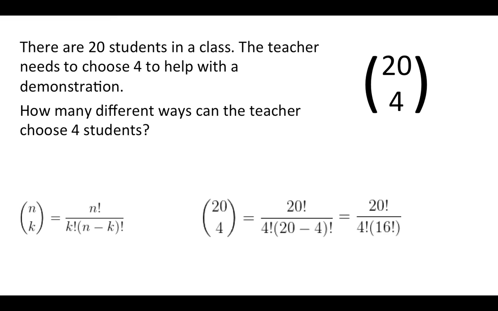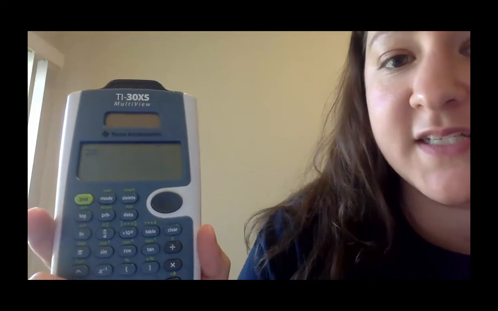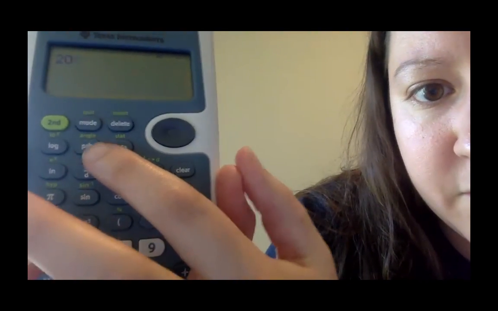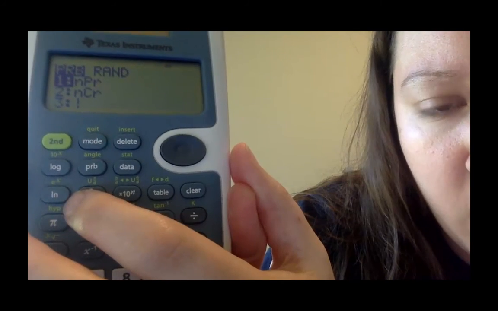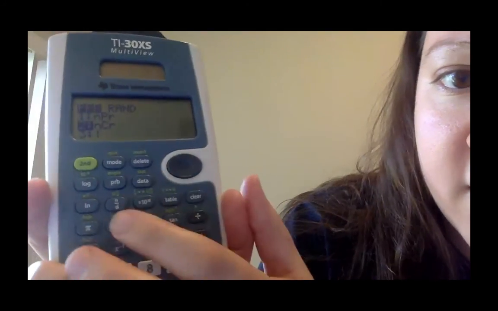I'm going to show you how to do this using a TI-30. So I have the TI-30XS. If you have any of the other TI-30s, the keys might look a little bit different, but for the most part they have the same labels. So what I'm going to do is I want 20 choose 4. So the first step is going to be to enter in 20. And then to find the combination, on the TI-30s, it's PRB. That'll give you the option for permutations, combinations, and factorials. I want combinations.